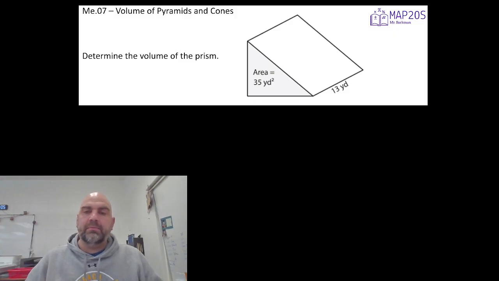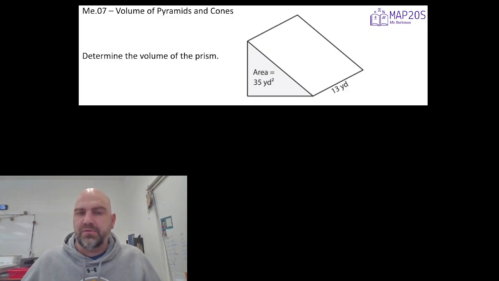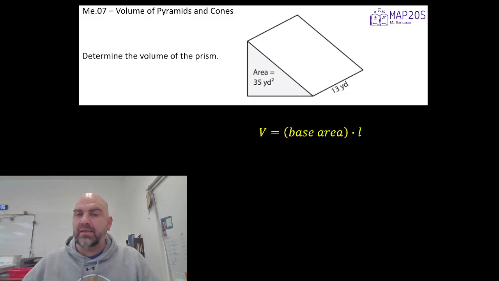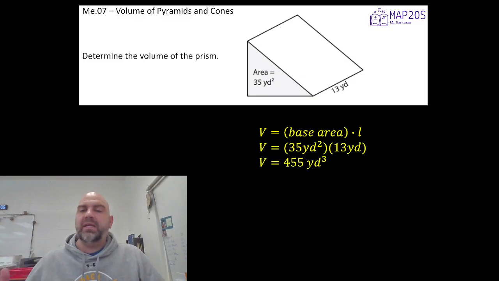All right, hope you came up with your answer. Let's figure out the volume. What you might notice is that I didn't give you dimensions of the base. It's a triangle, but I've just given you an area. But I've also given you the length of this prism, so we can solve for it. Remember that our formula is base area times length. The base area is already given, it's 35. We're multiplying it by the length, and we get a volume of 455 cubic yards. We didn't even need to know the dimensions of the base. All we had to know was the area of the base.